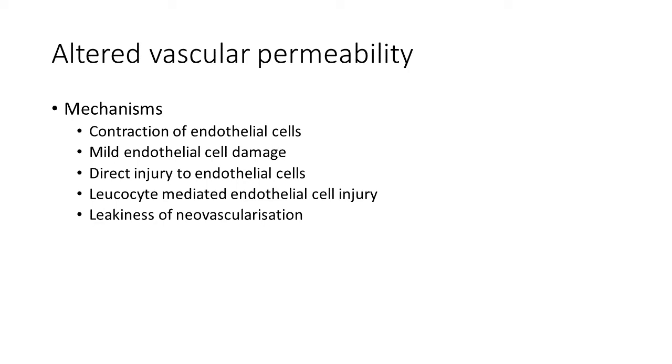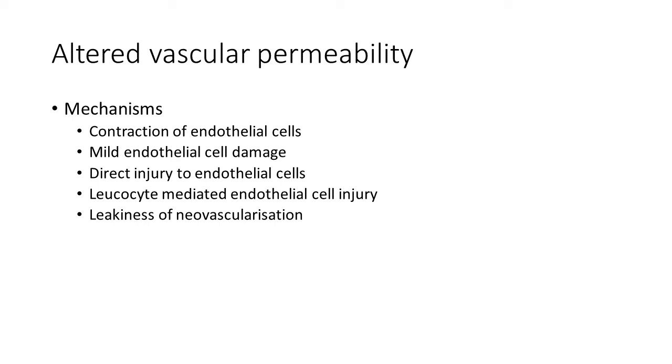Now, what is more relevant here is what causes this altered vascular permeability. Altered vascular permeability is caused by various factors singly or in combination. Those include contraction of endothelial cells, which is brought about by the action of some mediators, or chemical mediators of inflammation. This is usually reversible and is of short duration.